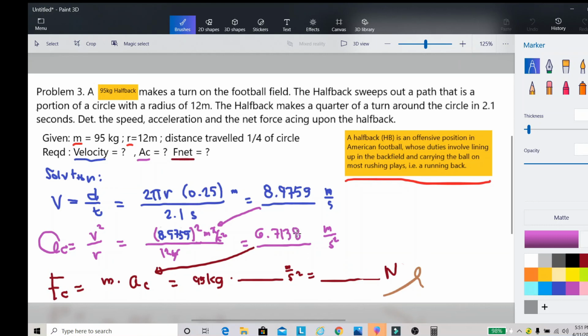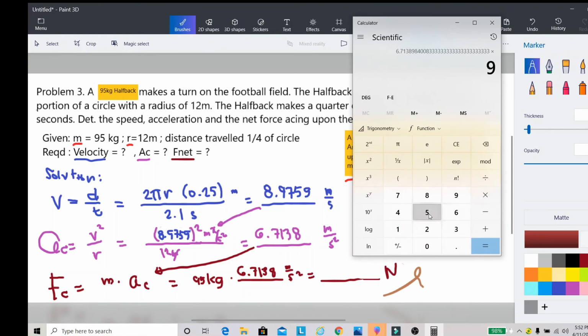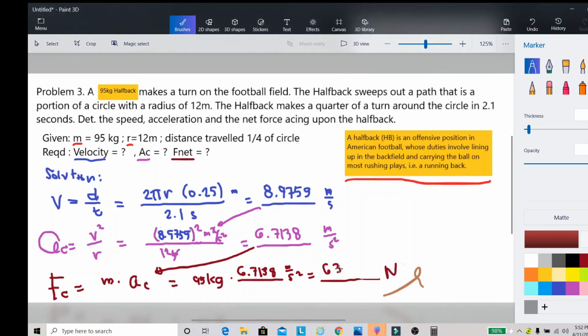And we substitute this value 6.7138 in here, and we have to multiply that by 95. 637.8203, in 4 decimal places. That will be newtons. That is our answer.